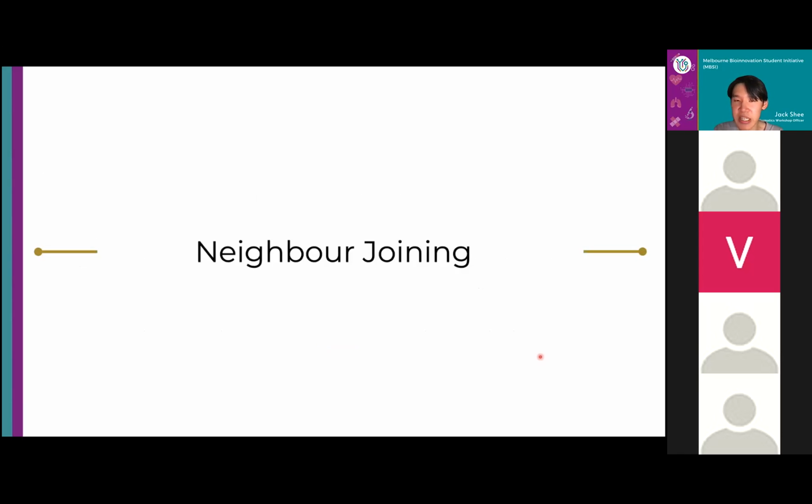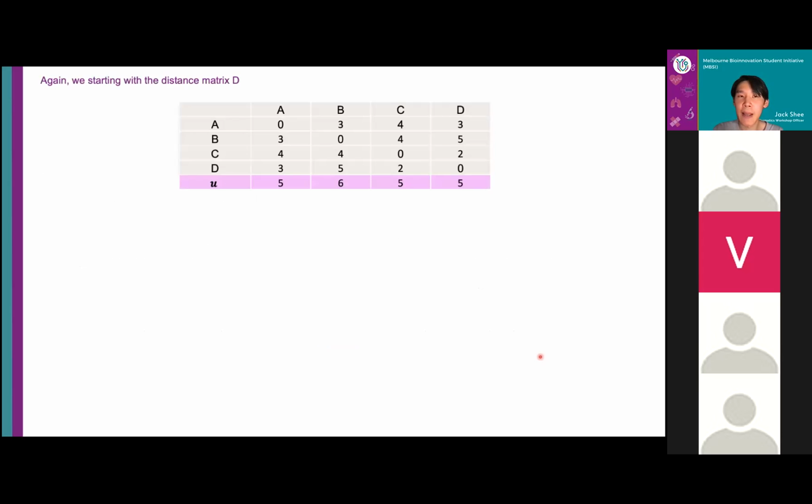To overcome those issues, we have another algorithm that is also distance-based called the neighbor joining algorithm. And the key idea is that we again take our distance matrix.